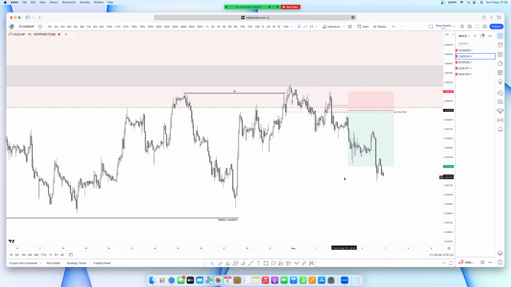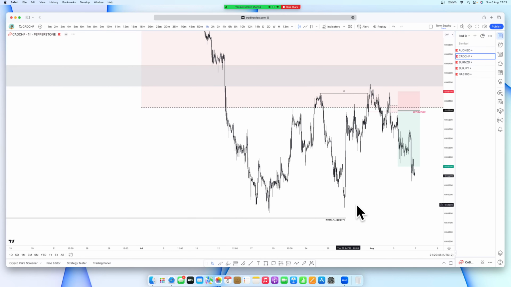Going into the week, I think I might be a little bit busy this week, but that is it. So for CAD CHF, I still believe it's going to go down. We have this liquidity to the downside, definitely.